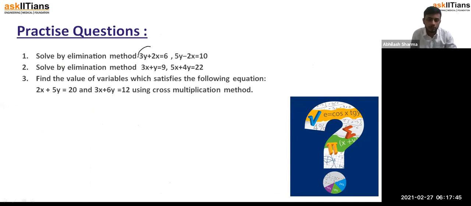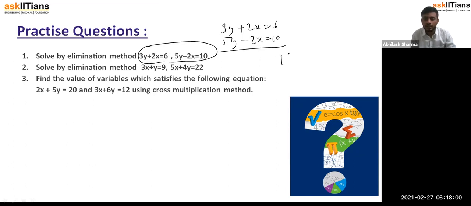Now let us have a look at some of these good practice questions here, solved by the elimination method, this particular equation. Now we can easily add them because x will easily be eliminated, right? So let me write here 3y plus 2x equal to 6. This second equation is 5y minus 2x equal to 10. If I simply add them, I will get 6 plus 10 is 16, and x will get cancelled. 3y plus 5y will be 8y. So y will come out to be 16 by 8, or 2.